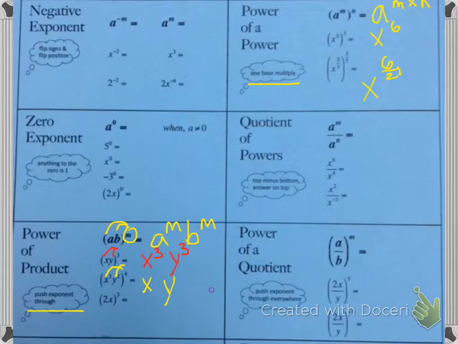So if it already has an exponent, you're kind of going to go back to this rule. What did I do? I multiplied the exponents together. So once I distribute it, think of when you distribute, what do you do? You multiply the inside numbers by the outside number. So I'm going to multiply 4 times 3, 12. 2 times 4, 8.